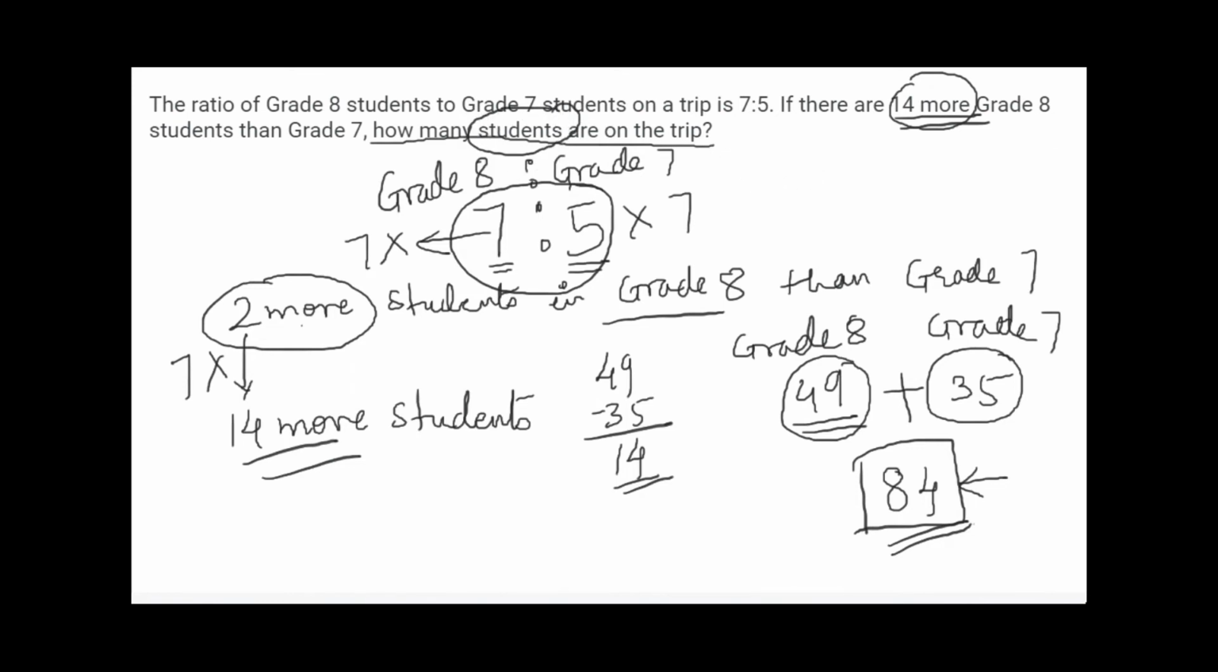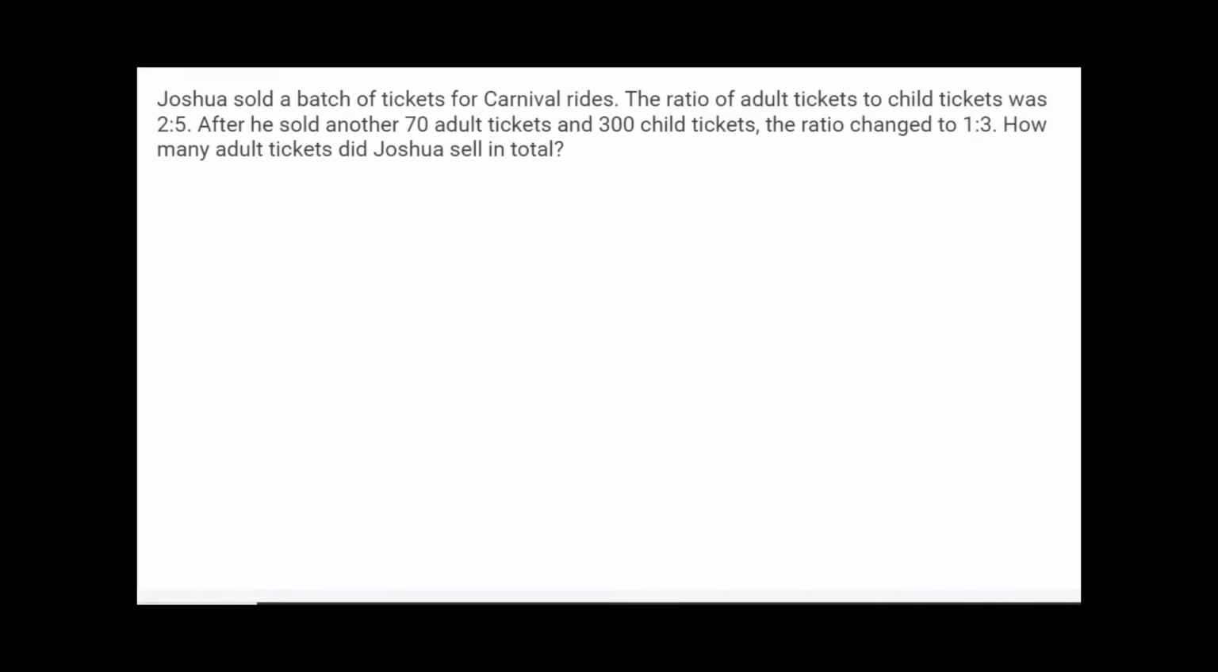Okay, one more question we'll take. This is the next question. Joshua sold a batch of tickets for carnival rides. The ratio of adult tickets to child tickets was 2:5. After he sold another 70 adult tickets and 300 child tickets, the ratio changed to 1:3. How many adult tickets did Joshua sell in total?